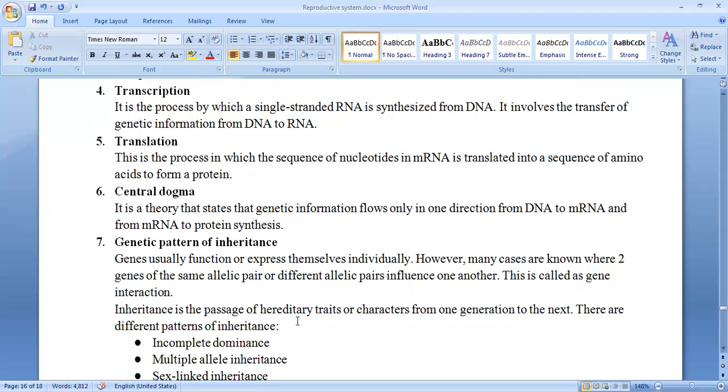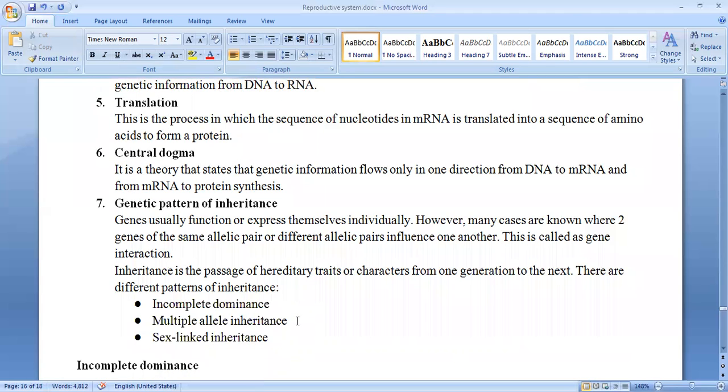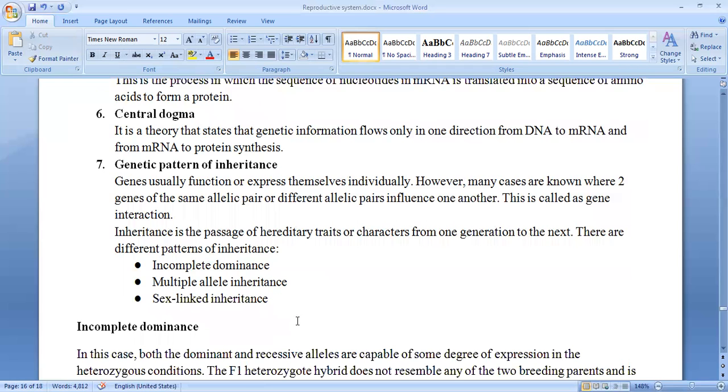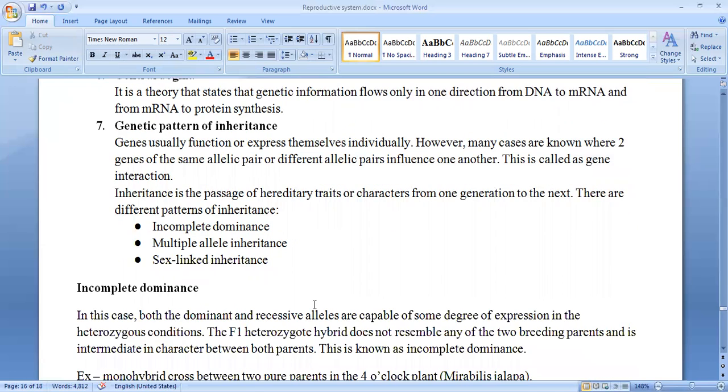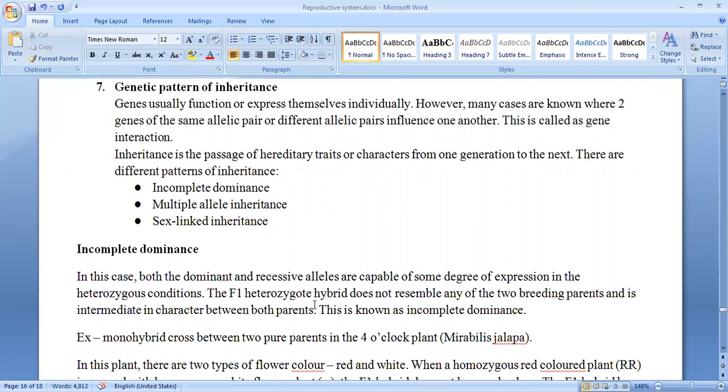Mainly this inheritance can take place in three ways. There is something called incomplete dominance. The second method is called multiple allele inheritance, and the third one is called sex linked inheritance. So what are the three methods of inheritance, and examples for each of these we will see. The first one we have to consider is the pattern called incomplete dominance.